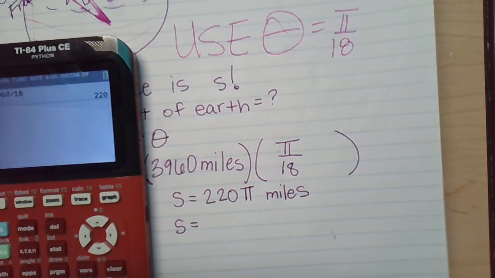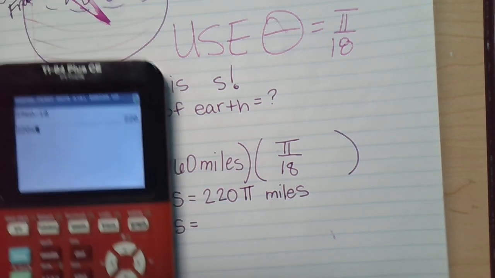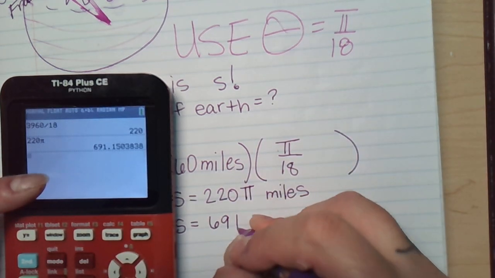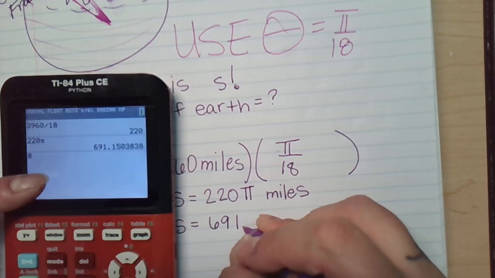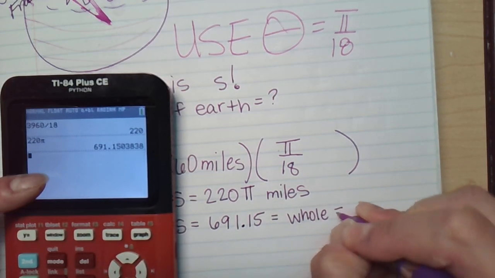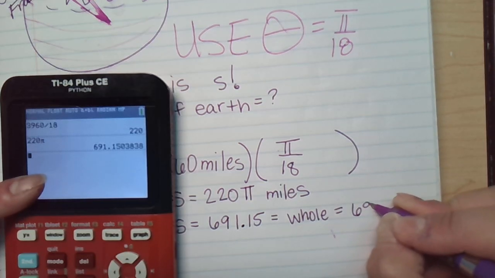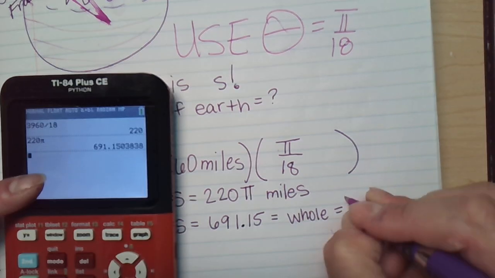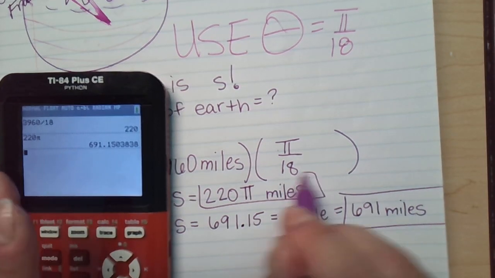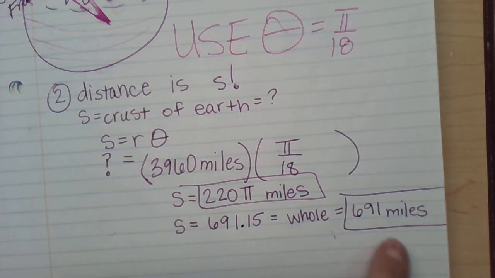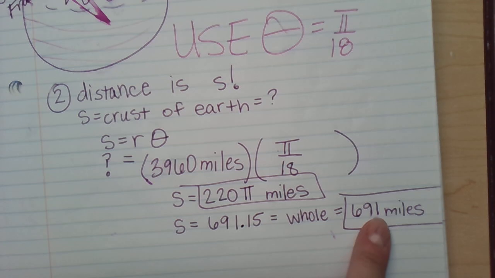Or let's put it in the calculator. S equals 220 and then second caret. 691.15. As a whole number, let's just say 691, just 691 miles. All right, so the crust of the Earth, or from Seattle to San Francisco, should be about 691-ish miles.